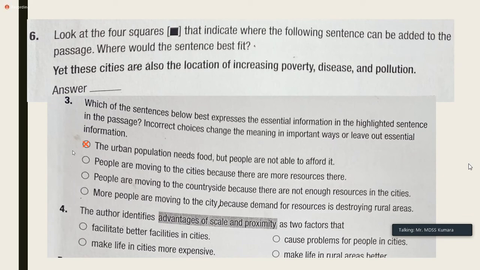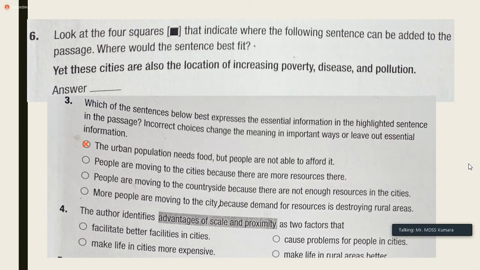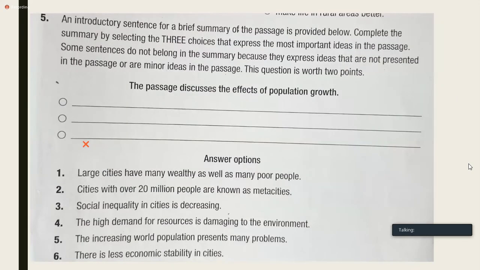So we'll go from the last one. The last sentence says here, more people are moving to the city because demand for resources is destroying rural areas. More people are moving to the city because demand for resources is destroying rural areas.